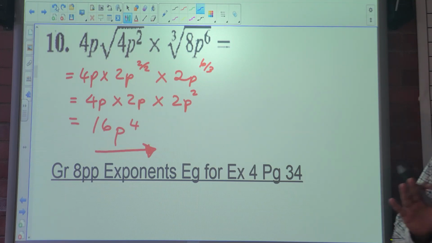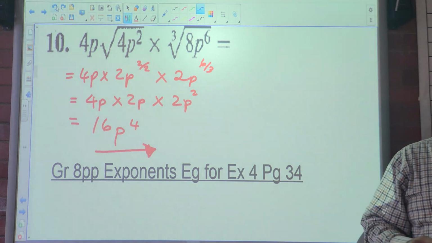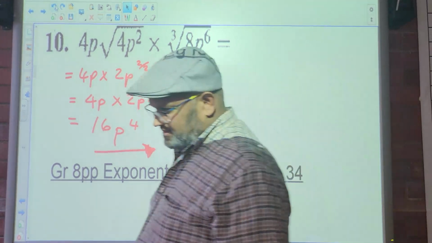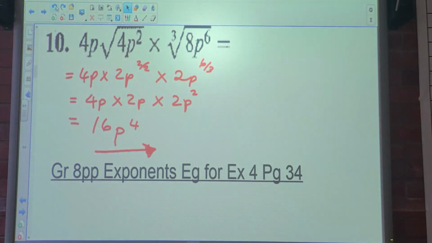Okay. People, any other confusion? No. So that brings us to the end of this chapter. So we're just going to do the revision exercise 5. We'll just check it now at the end of this chapter.